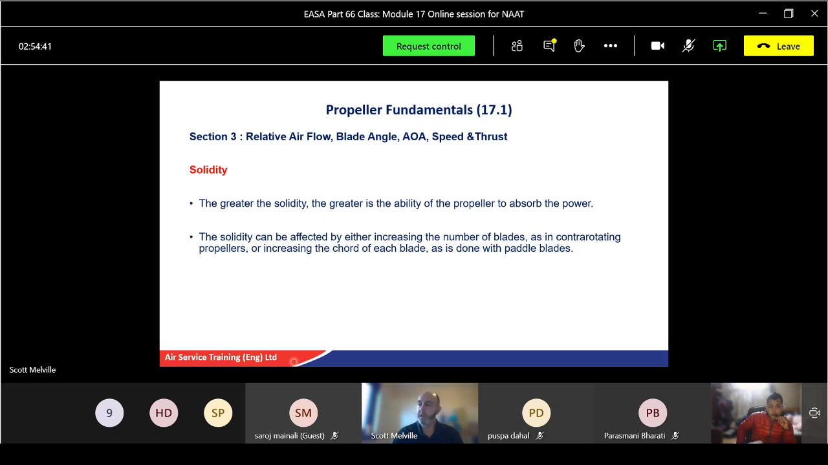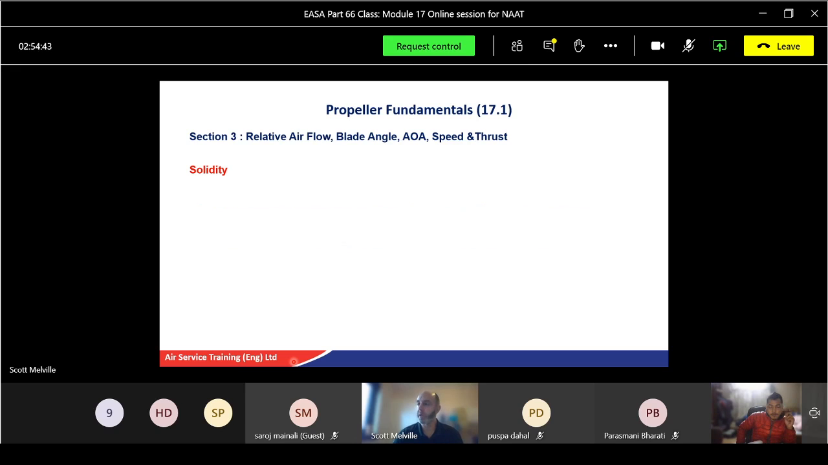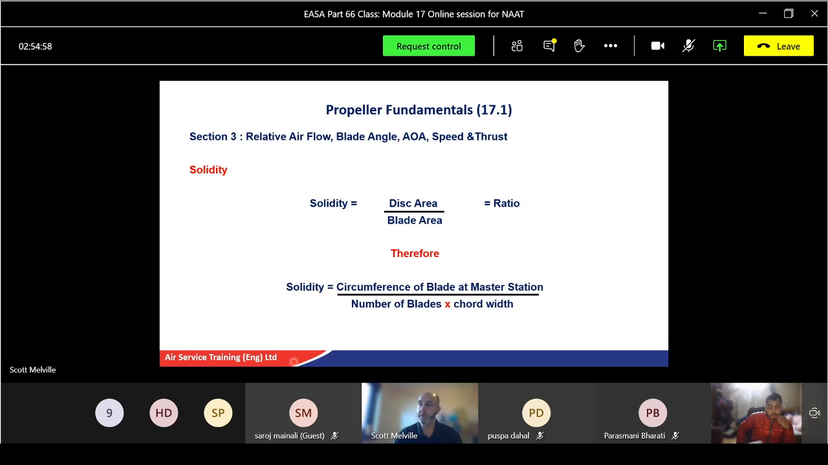Or increasing the chord of each blade, as is done with paddle blades. So let's have a look. There's the basic formula. Solidity equals the disk area divided by the blade area, and that gives you your ratio. To work that out, we need to find the circumference of the blade at the master station, so remember your yellow mark on the station, divided by the number of blades multiplied by the chord width.